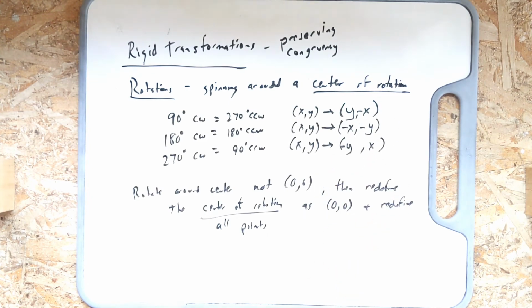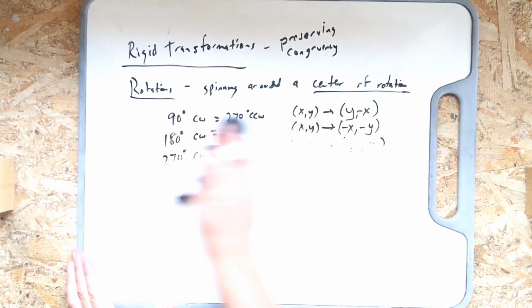Okay, that's rotations, and that's the last of the rigid transformations. So what you're going to be able to do on this overall, you might have to write some rules. You might have to move objects or points, reflecting, rotating, or translating, or a combination of those. Okay, next, dilations.